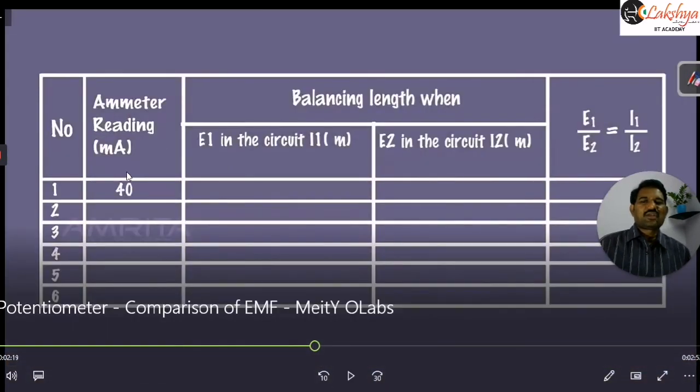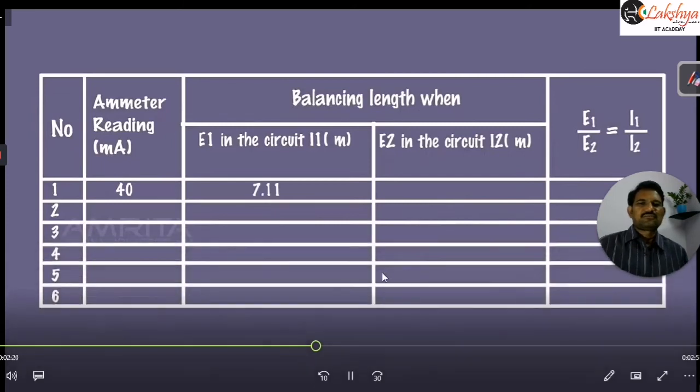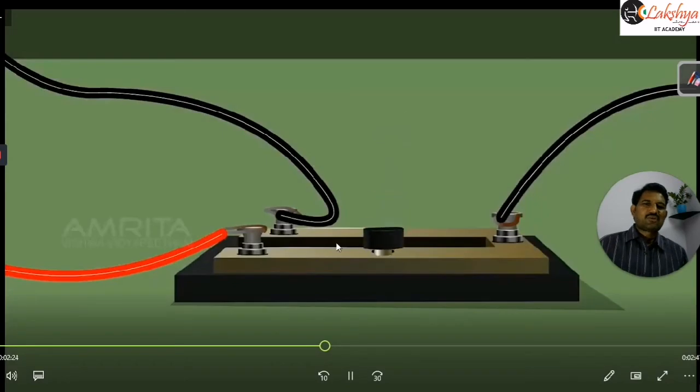Now, the ammeter reading and the balancing length when the first cell is connected and then when the second cell is connected, we write the ratio here. Next we change the ammeter reading and again repeat the process. Then again we find the balancing length using the first cell and the balancing length using the second cell. Then we find the ratio here. Then we repeat. That means we change the knob here so that now this cell is included. Then we repeat the process here.